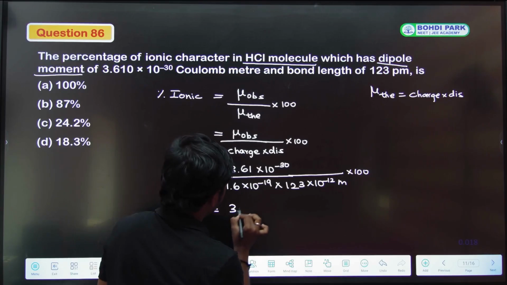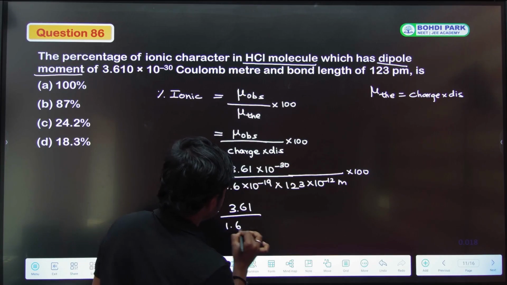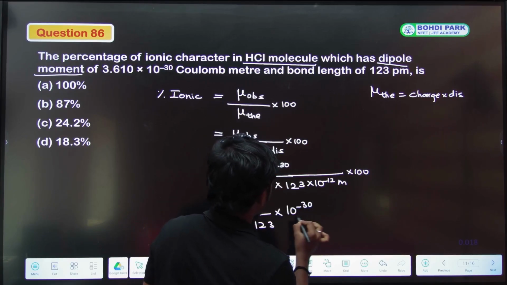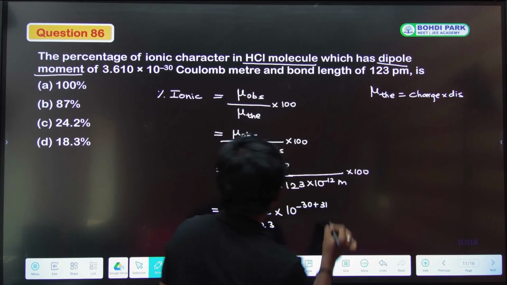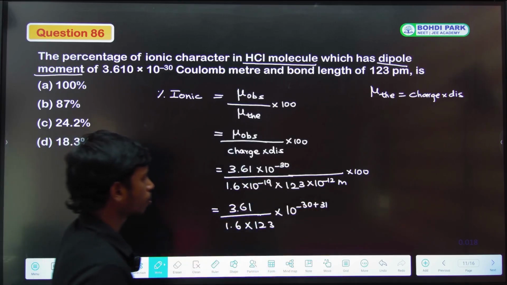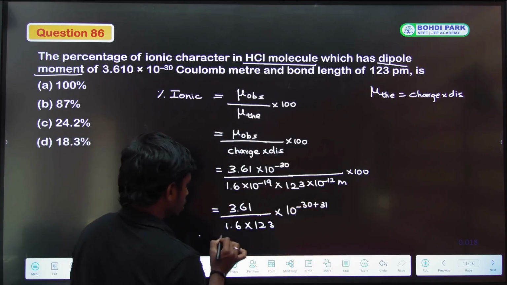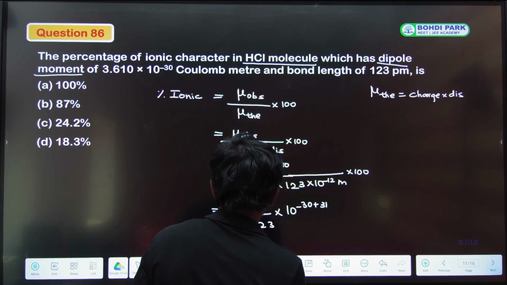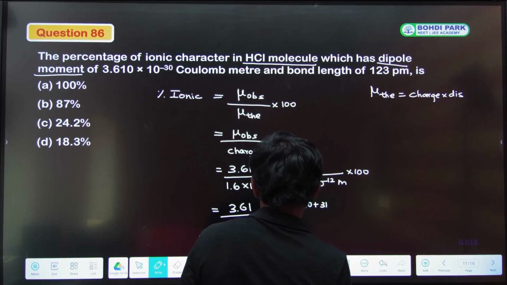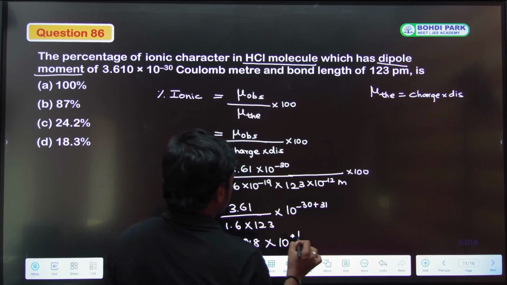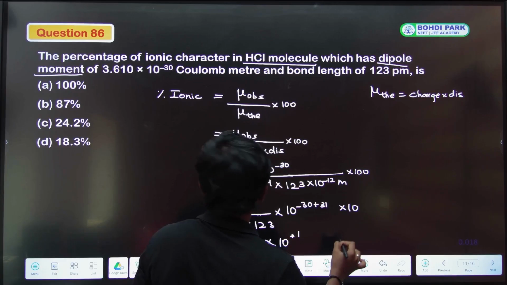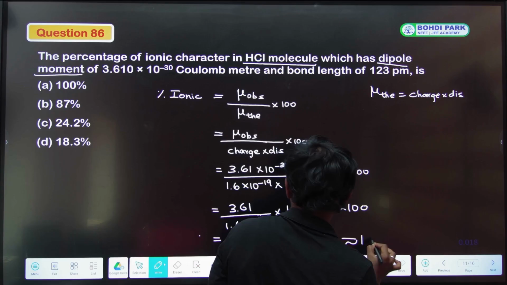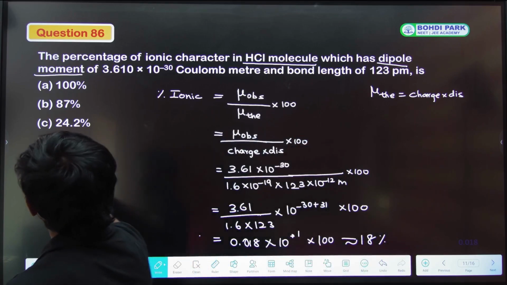We are solving 3.61 divided by 1.6 into 123, into 10 to the power minus 30 plus 31. 19 plus 12 is 31. So it will move to 0.018 into 10 to the power plus 1, into 100. So it will be nearly equal to 18%. So option D will be the correct answer.